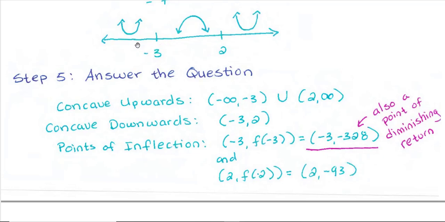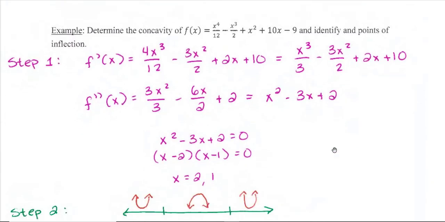But notice at negative 3, we went from concave upwards to concave downwards. So not only is this a point of inflection, but it is also a point of diminishing return. Let's look at another example here.